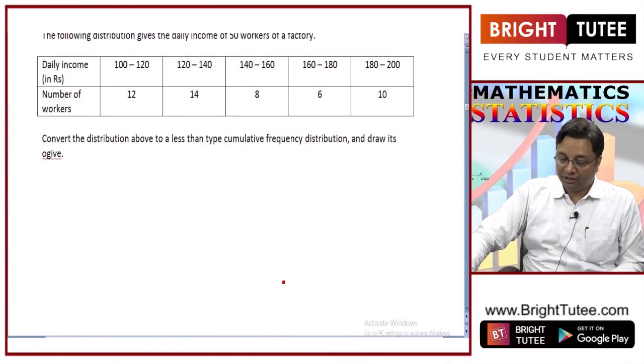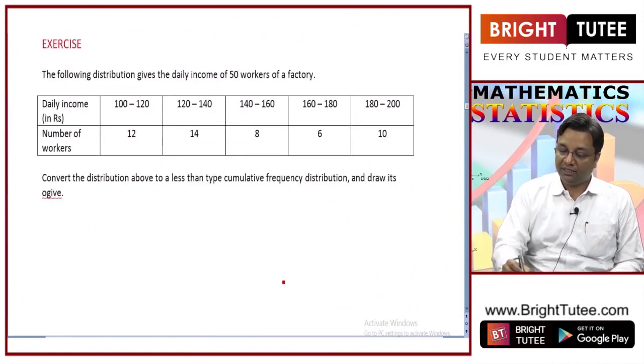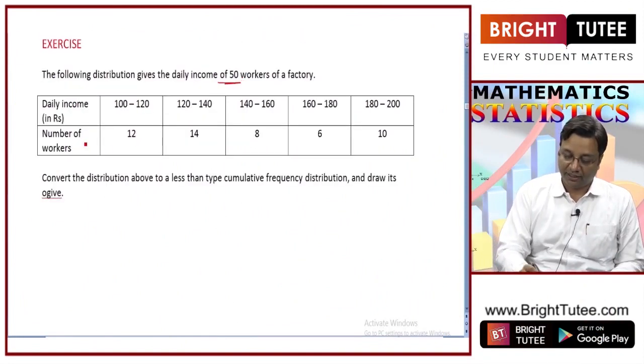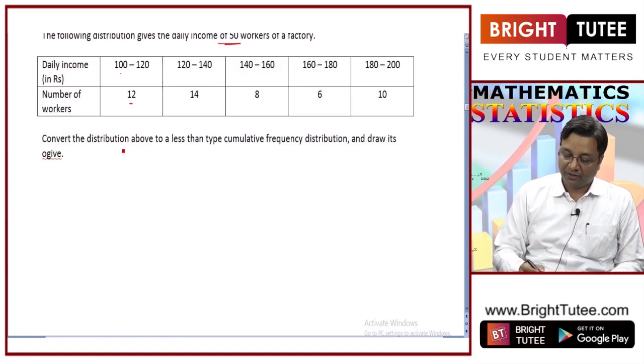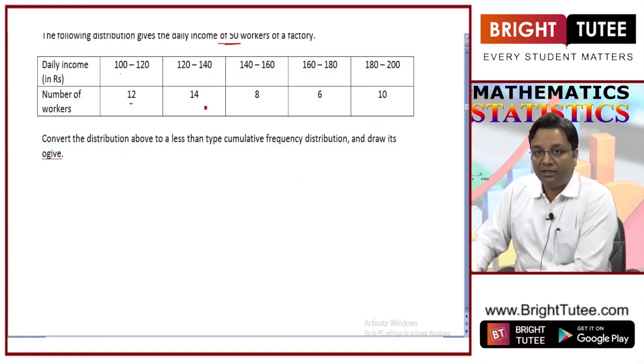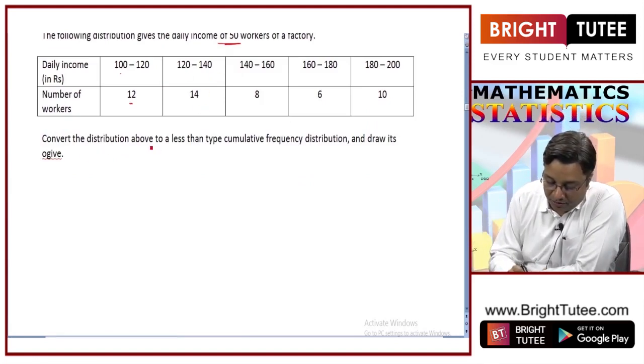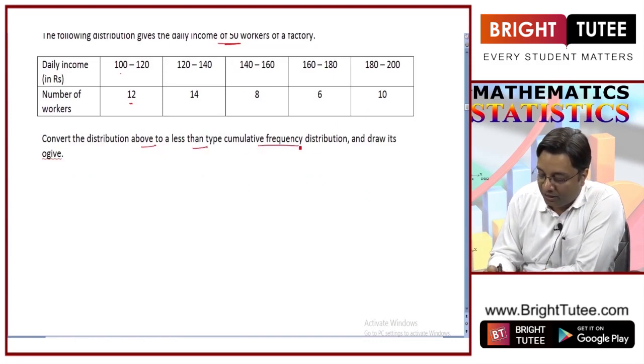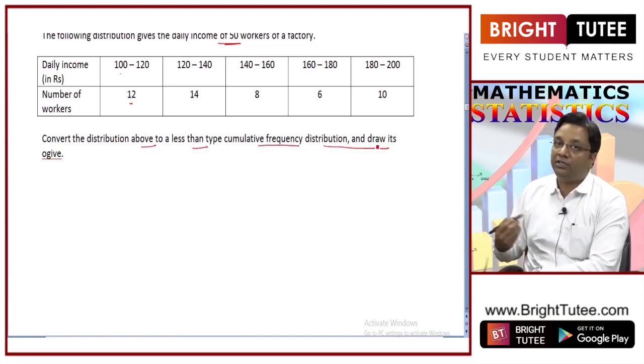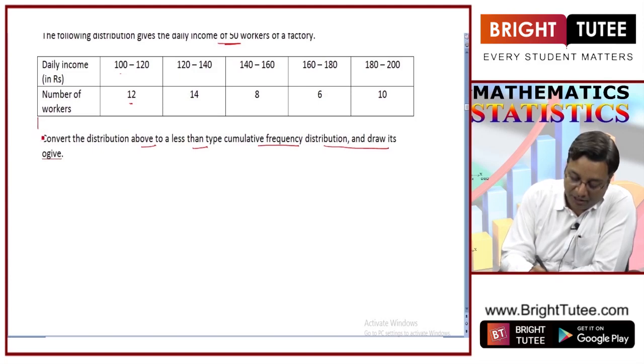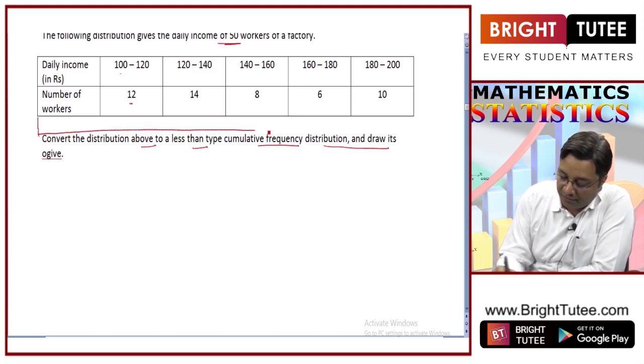Now let us do these questions. The following distribution gives the daily income of 50 workers of a factory. The daily income of 100 to 120 rupees is for 12 workers, 120 to 140, 14 workers, and so on. Convert the distribution above to a less than type cumulative frequency distribution and draw its ogive. So, it is a very simple question. Let us write here itself.